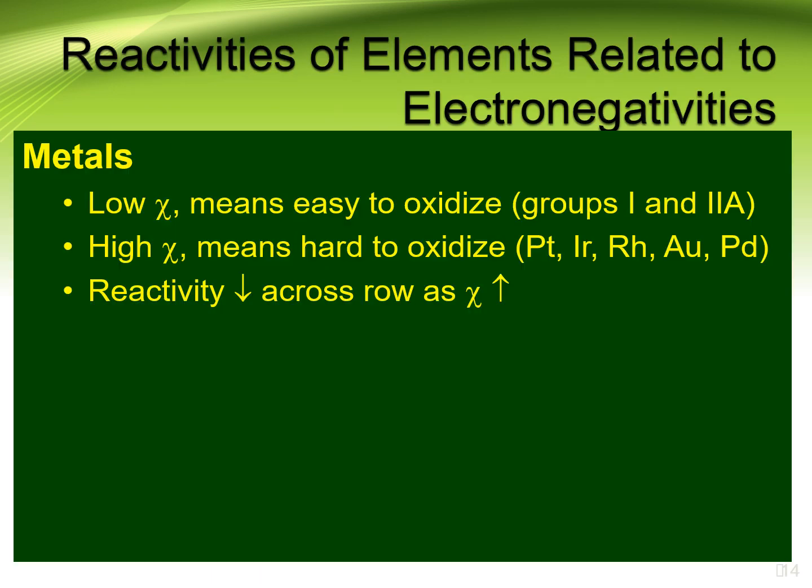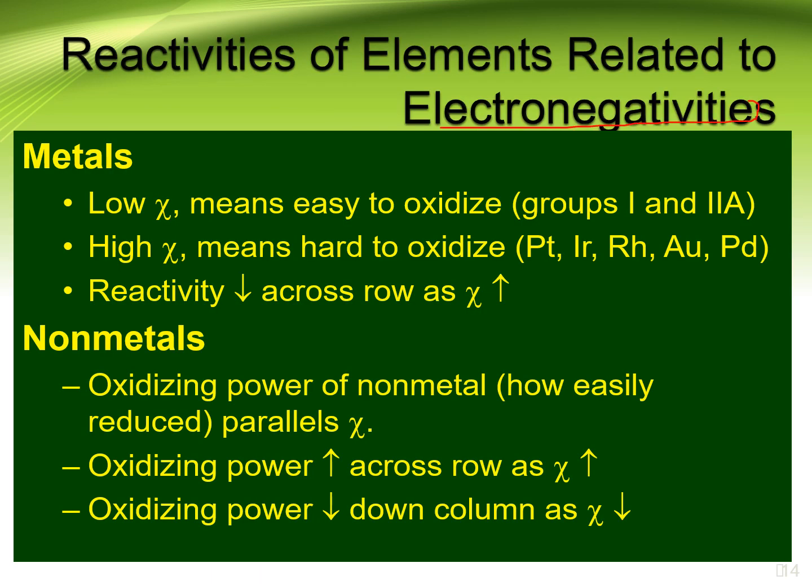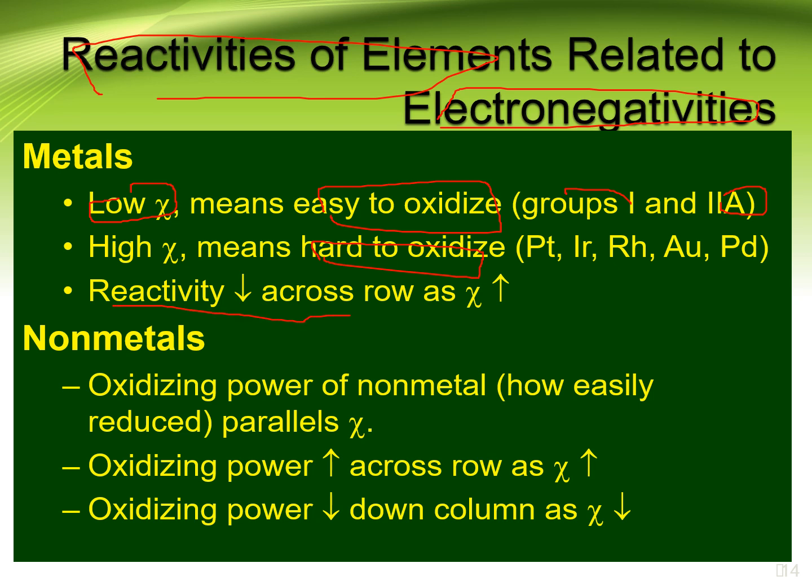Next, let's see how we relate the electronegativity with the reactivity of elements for metals and nonmetals. For metals, low electronegativity means it's easy to oxidize, meaning it's easy to release electrons, for example group 1 and group 2. High electronegativity means it's hard to oxidize, meaning it's hard to release electrons. So reactivity decreases across a row as electronegativity increases for metals.